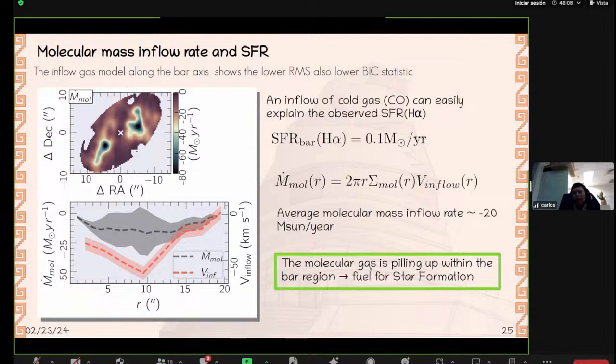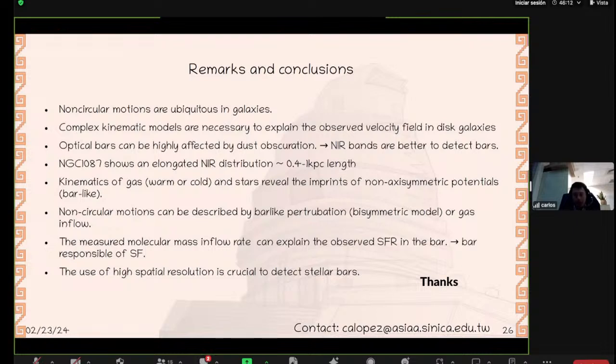And here I just want to leave my slide of remarks in conclusion, and I want to say that non-circular motions are quite important in galaxies, and if we want to study the influence of non-circular motions in galaxies, we need to develop tools for analyzing them. This basically means that we need to develop models for trying to recover the non-circular rotation of galaxies. And in this galaxy, we observe that the large source of non-circular motions can be described both by a bar-like flow or by an inflowing motion.